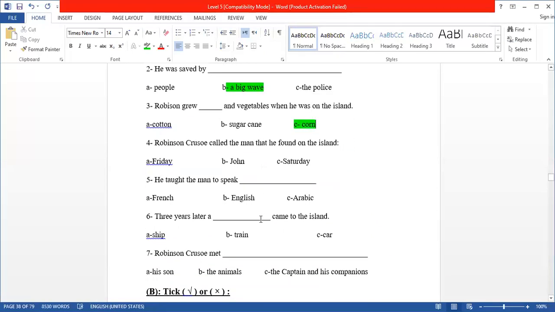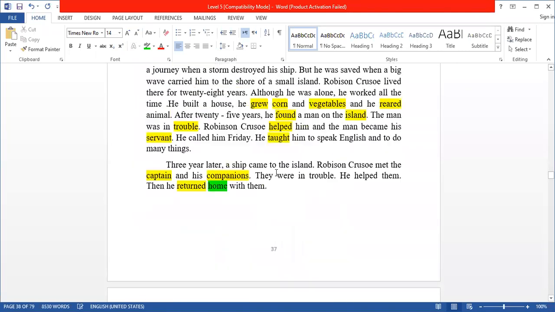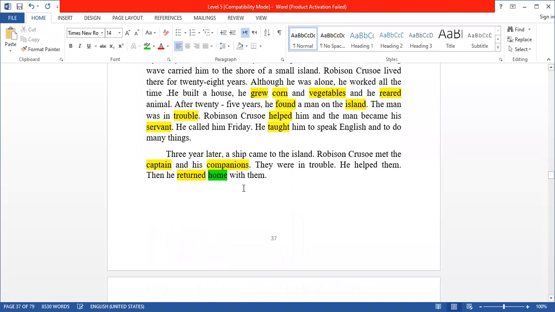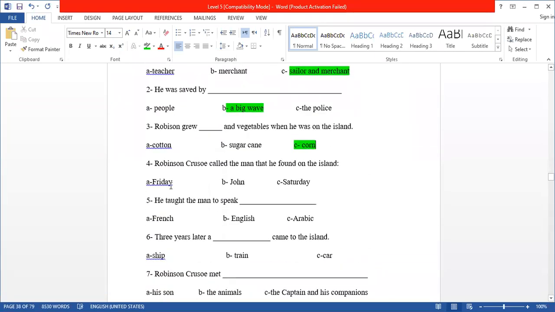4. Robinson Crusoe called the man that he found on the island Friday, John, or Saturday. Circle A. Yes, the man became his servant. He called him Friday.